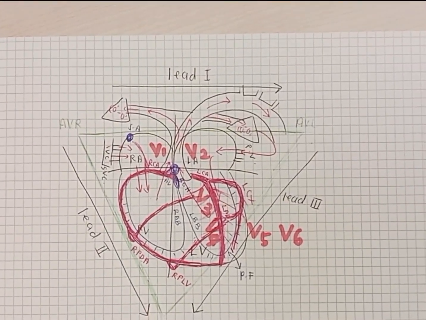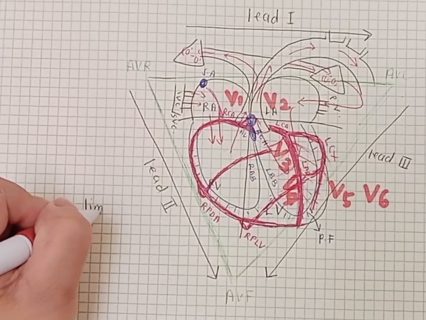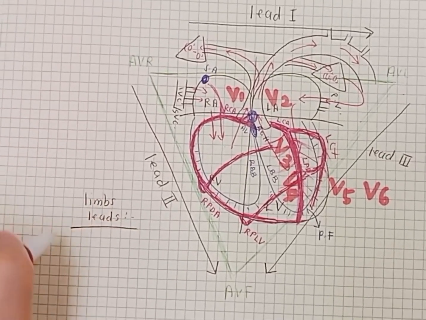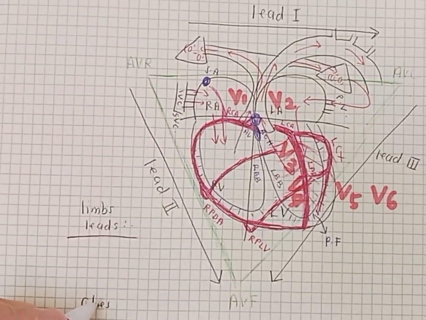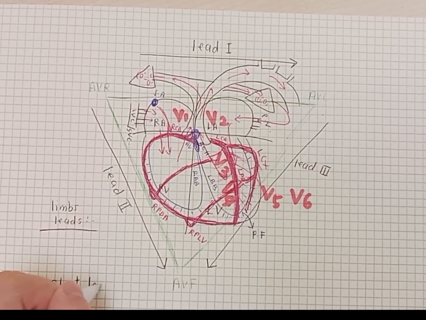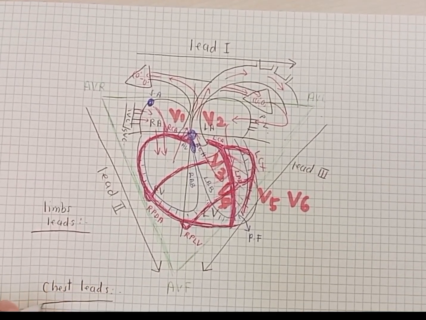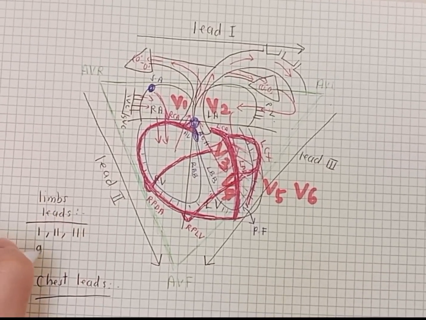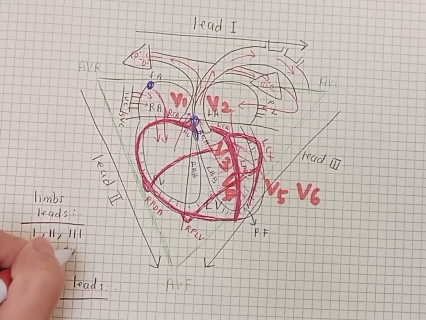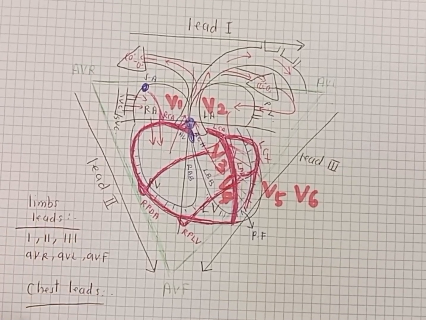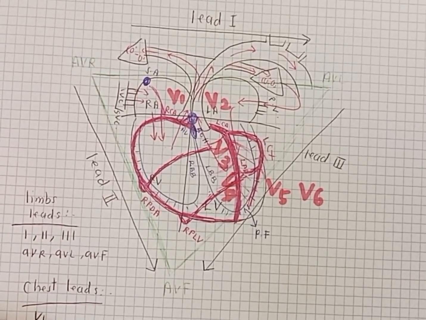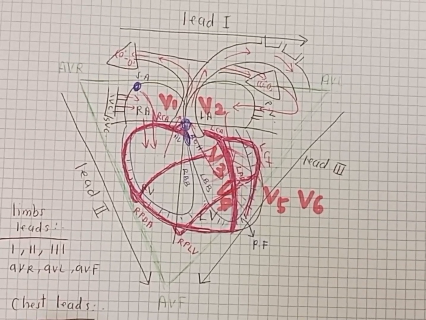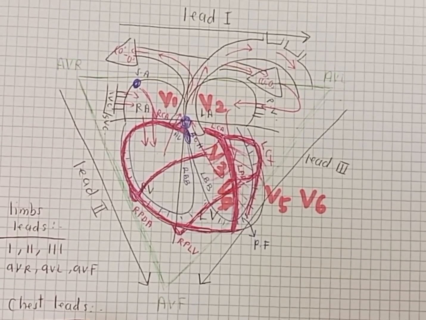So in the 12 lead ECG, we have limb leads and chest leads. Limb leads are lead 1, lead 2, lead 3, aVR, aVL, aVF. Chest leads are V1, V2, V3, V4, V5, V6.